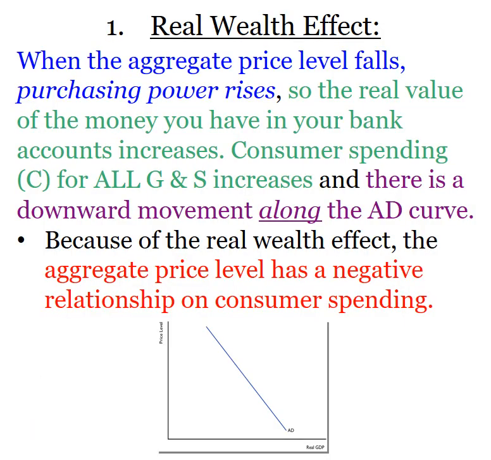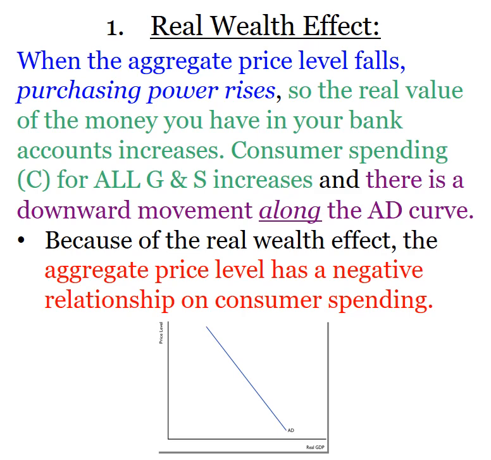The main concept of a move along the curve is saying that as the aggregate price level falls, the quantity of aggregate demand is going to go up. The first reason why that's true is the real wealth effect. When APL falls, your purchasing power goes up. Remember, if everything costs you less, each individual dollar buys more.